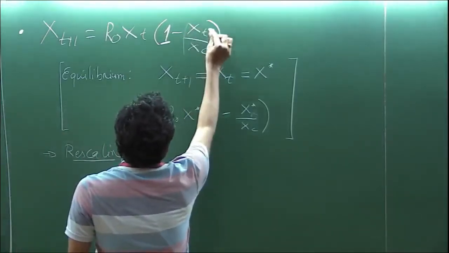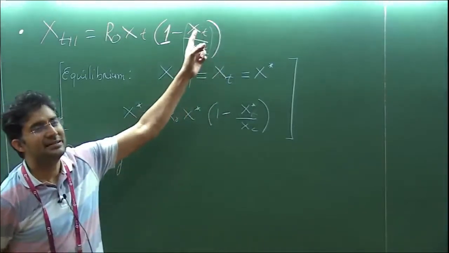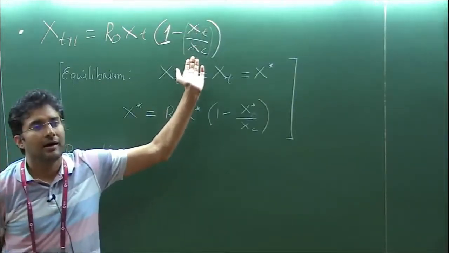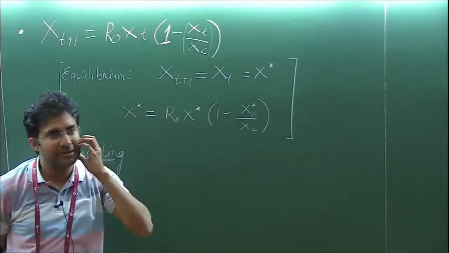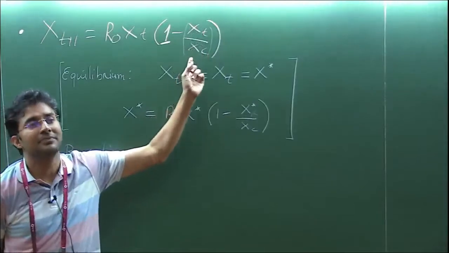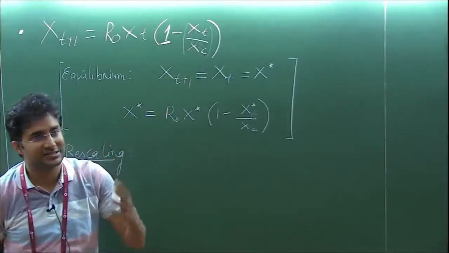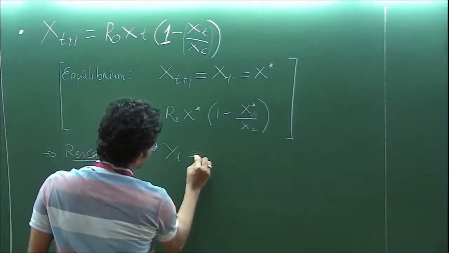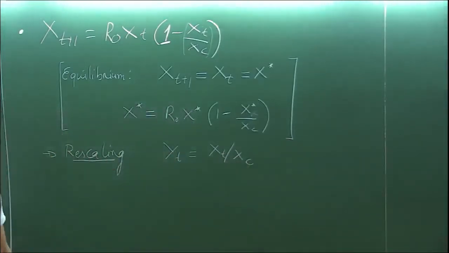Let me just show you how that happens. Look at this xt over xc. What does this tell you? If you look at this ratio, you can think of it as the population size measured in some unit called xc, a ratio of the population size to some fixed unit that might be relevant for the system. So it's tempting to define a new variable called yt by this.